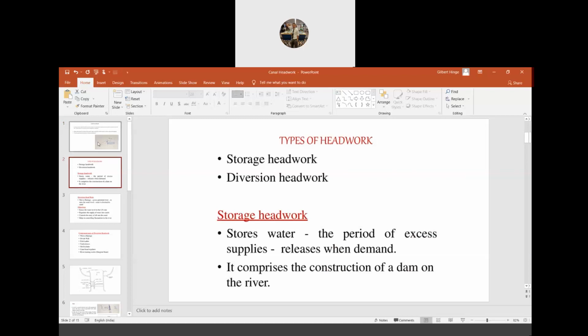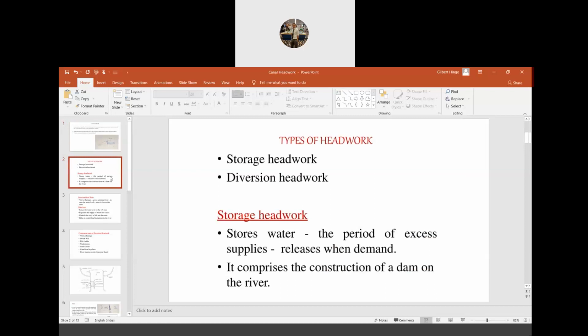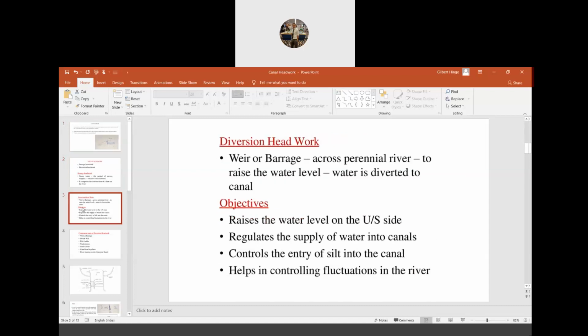So there are two ways whereby we construct this structure here: either just to store the water so that it can be used for other purposes, in which case we construct a dam, a small check dam, so that we can store the water, or we divert this water into a canal. For that, we have to construct either a weir or a barrage so as to raise the level of water so that we can divert it into a canal.